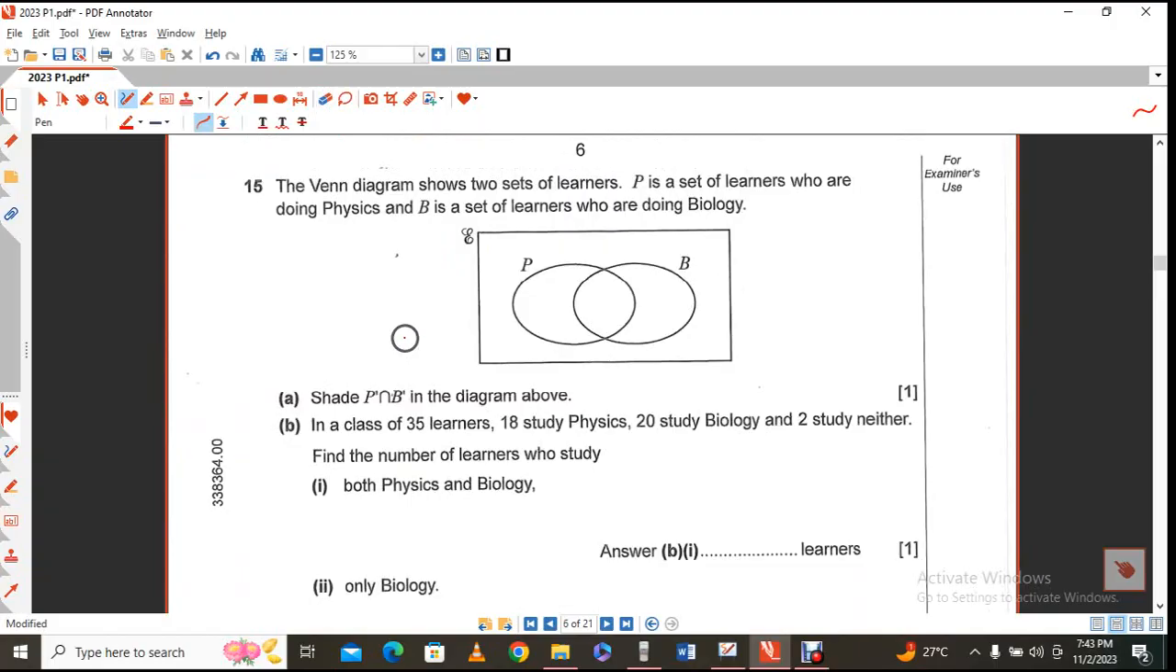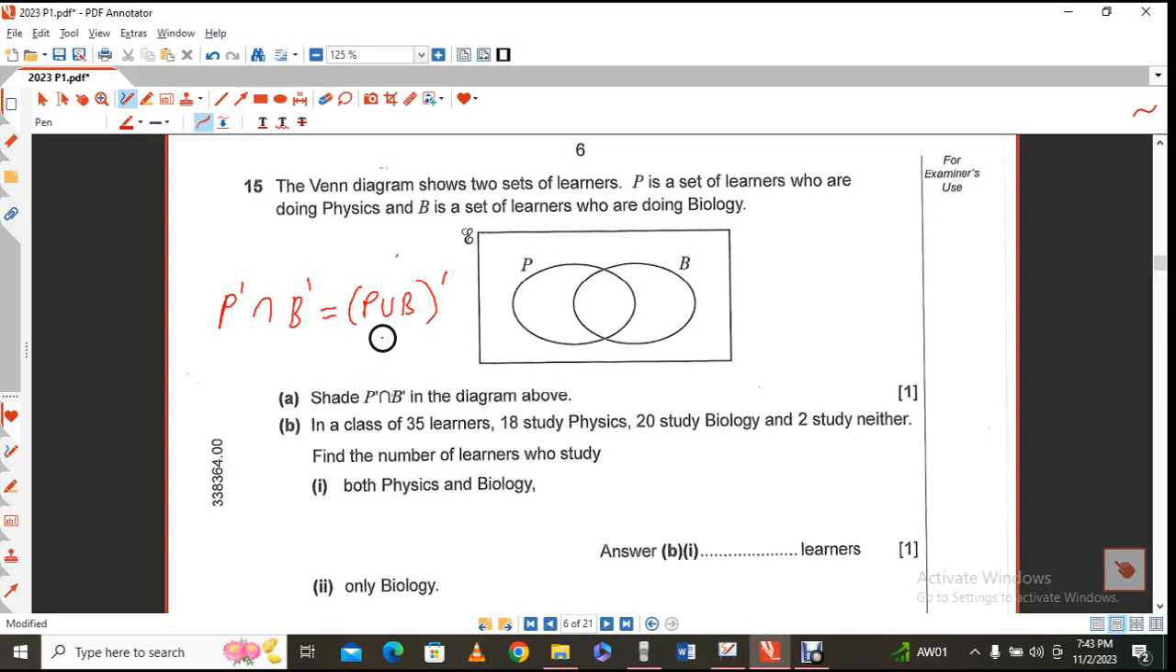The Venn diagrams, question 15. The Venn diagram shows two sets of learners. P is the set of learners who are doing physics. B is the set of learners who are doing biology. Shade P complement intersection B complement. Now, this can also be written as, what is not in P intersection B complement is the same thing as the union of P complement and B. So that's also one way you can do that.